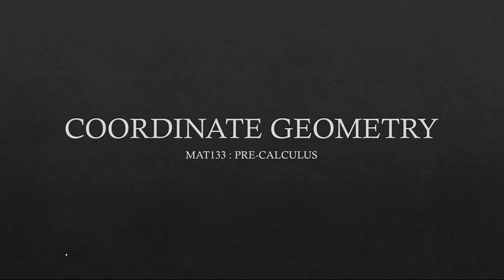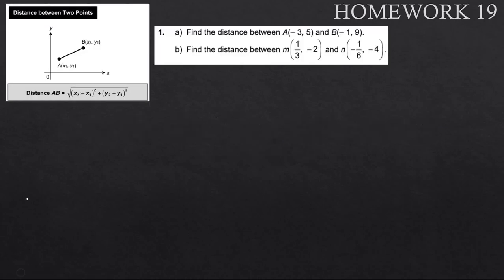Coordinate geometry for pre-calculus. Distance between 2 points. Let's say you have point A with the coordinates x1, y1 and point B with coordinates x2, y2. To calculate the distance between point A and point B, the formula is the square root of (x2 minus x1) squared plus (y2 minus y1) squared.